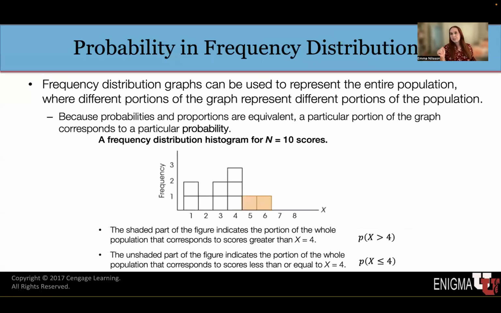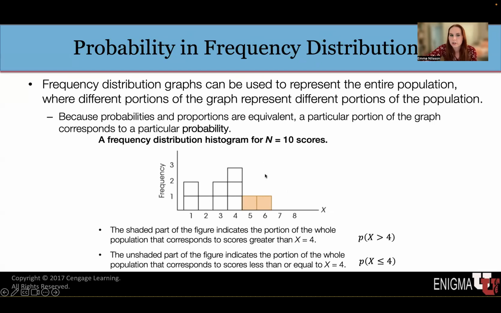So, the situations in science in which we are concerned with probability usually involve a population of scores, and we can represent those scores in something called a frequency distribution. As it says here, frequency distribution graphs can be used to represent the entire population, where different portions of our graph are going to represent different portions of the population. And because in this situation, proportions and probabilities are equivalent, any particular portion of the graph corresponds to a particular probability.